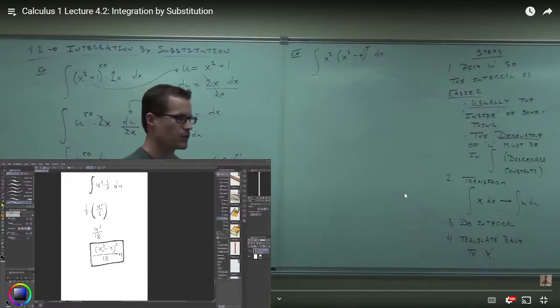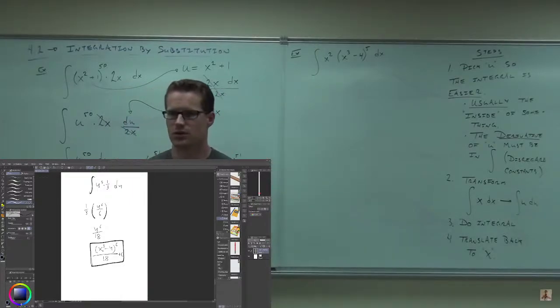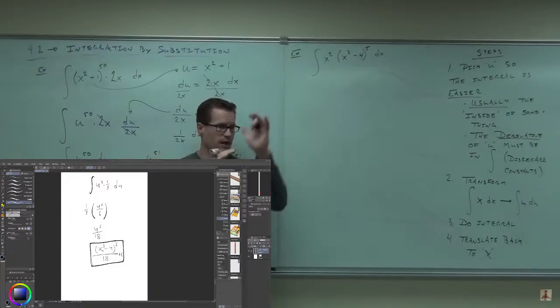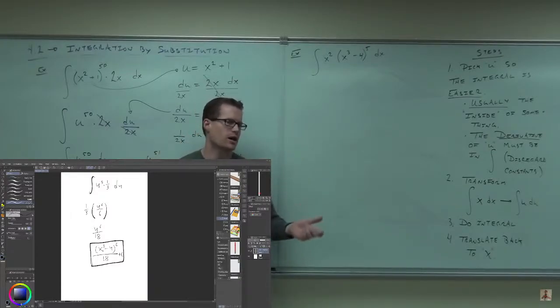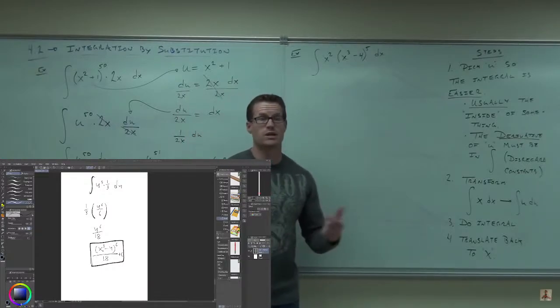So in this one, hopefully we can kind of pick out the u already. Can you pick out the u already? When all else fails, if you're like, oh my gosh, I don't know, just pick the inside. Pick the inside, just the inside, not the exponent, and try it. What's it hurt you to try? You just take a derivative and see if you're right. It takes 10, 15 seconds, maybe tops, and that's better than doing nothing.